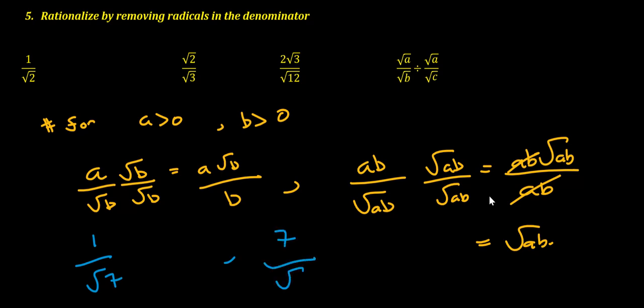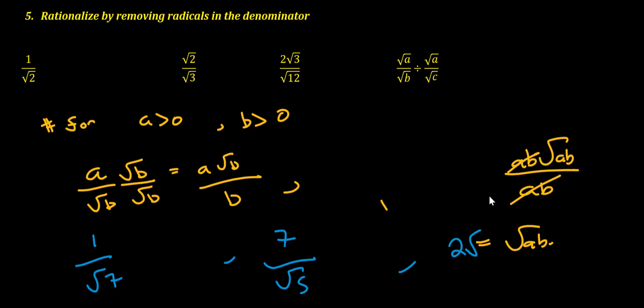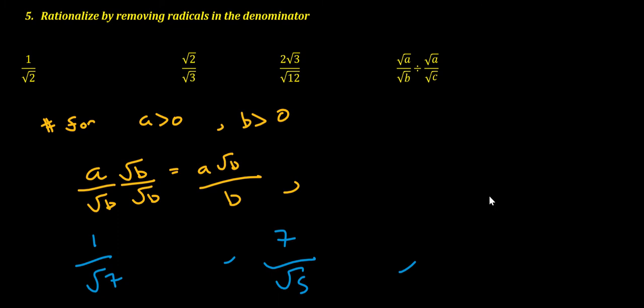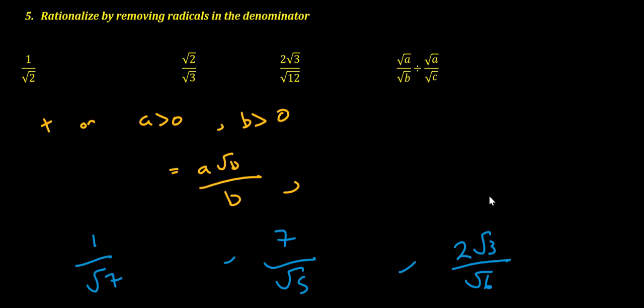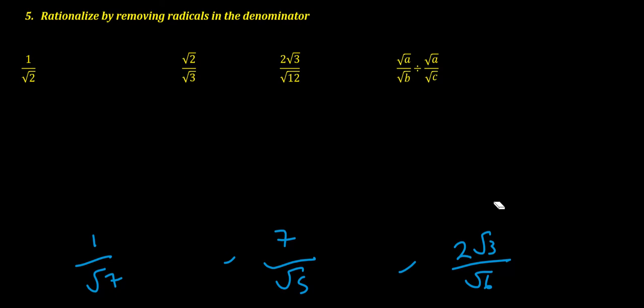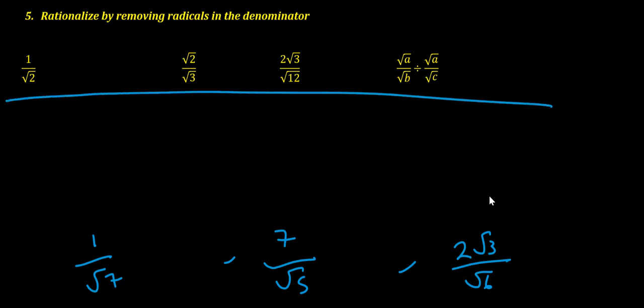7 over the root of 5, and 2 root 3 over root 6. So have a go at rationalizing those, and then we will do the exercise. So pause the video. So hopefully you've done that now, and I'm going to just draw a line and do this up here.